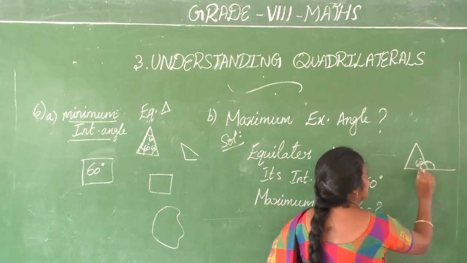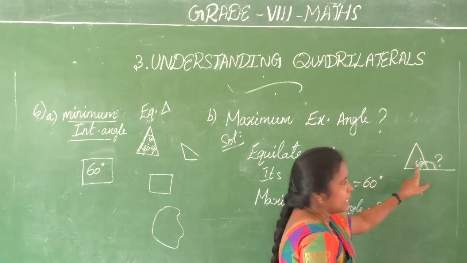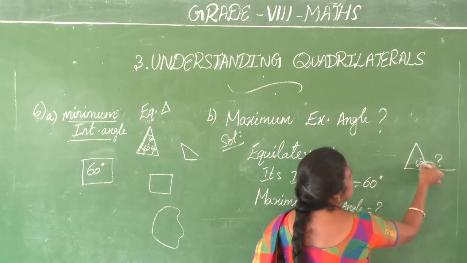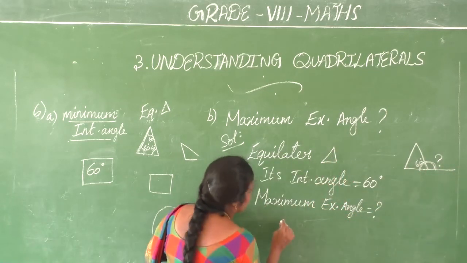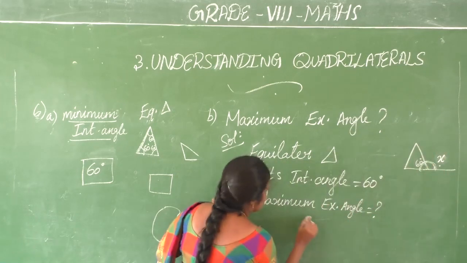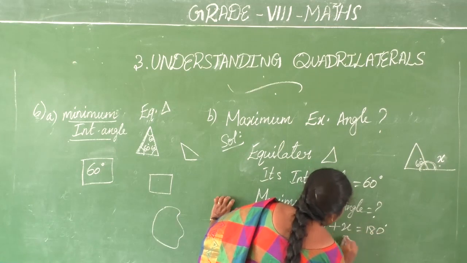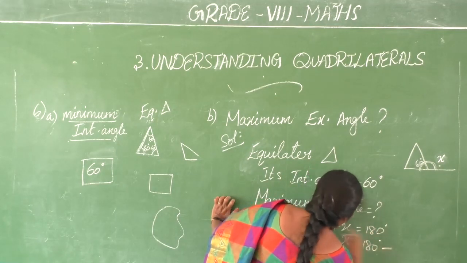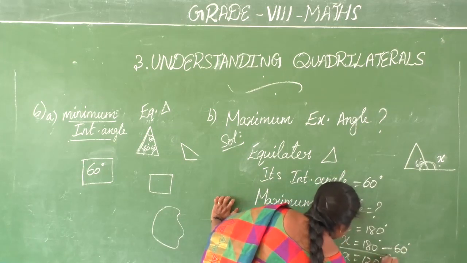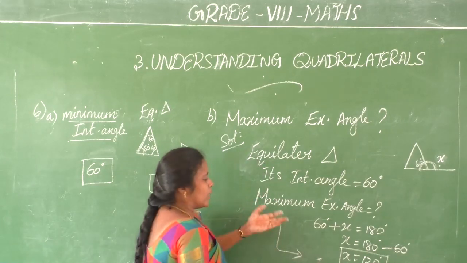Otherwise adjacent angles. If the interior angle is minimum, the exterior angle must be maximum. Yes or no? So what is it? The addition of both angles must be 180 degree. Therefore, consider this as x. So 60 degree plus x equals 180 degree. Therefore, x equals 180 degree minus 60 degree, which is 120 degree. That's all. So the maximum exterior angle is 120 degree.